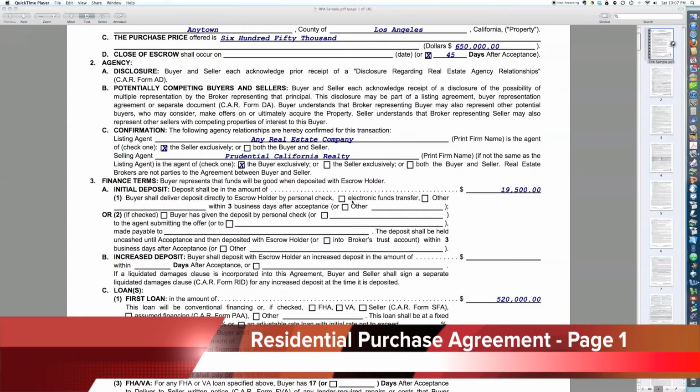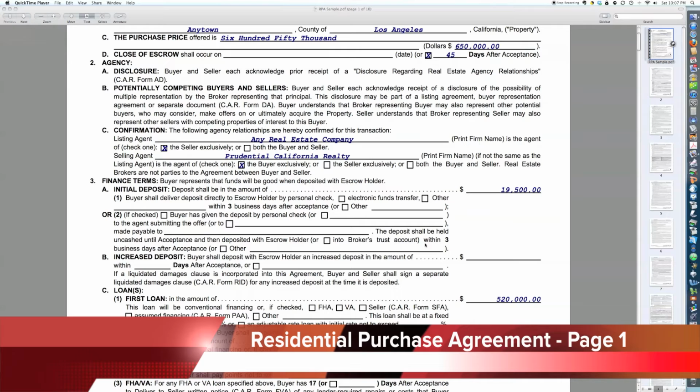And in fact, in 3A, it specifically says in this particular one, buyer shall deposit directly to escrow holder by personal check, or if we wanted to, we could check electronic funds transfer within 3 business days after acceptance. So once we have an agreed upon contract, the buyer would have 3 business days to get this $19,500 over to escrow. Or if we had checked box number 2, the buyer could have given the deposit by personal check to the agent submitting the offer or to someone else. So there's a lot of options here. And in that case, the deposit is held uncashed until acceptance and then deposited with the escrow holder.